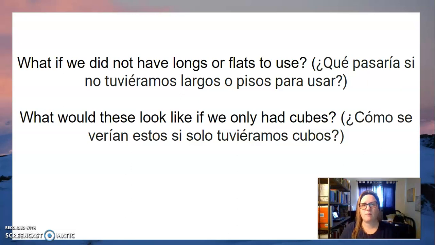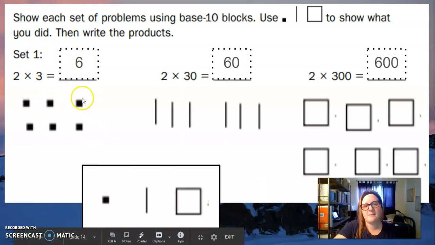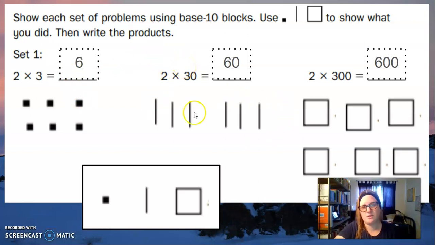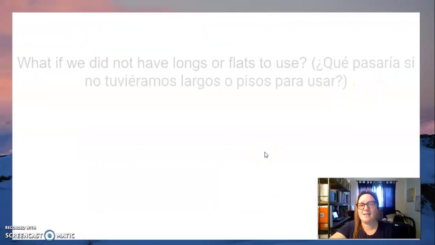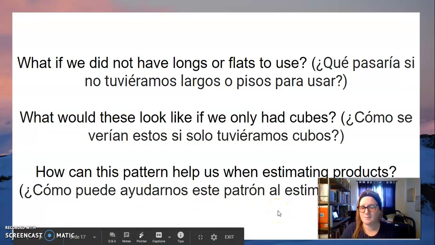If we only have cubes, just like we did here for 2 times 3 equals 6, do you think I'd be able to solve 2 times 30 without using any sticks? I can, because 2 times 3 equals 6, 2 times 30, I'm just multiplying this by 10, right? And I'm just multiplying this by 100 because it's 300 now. So that is a way that I could use that basic fact and then have help me solve my next fact.